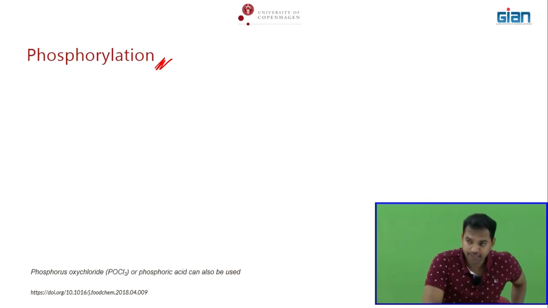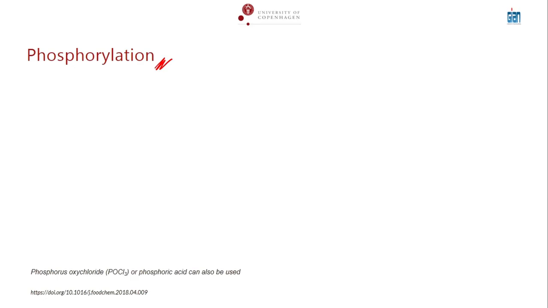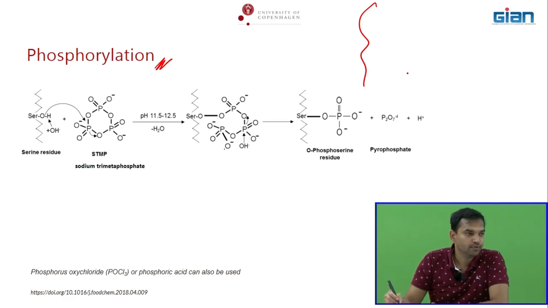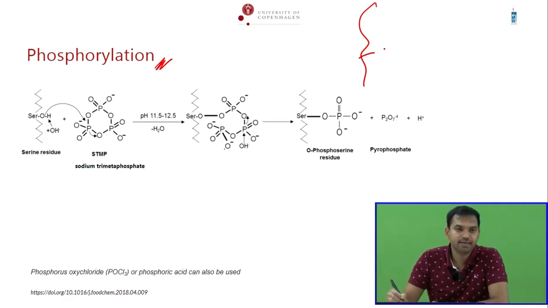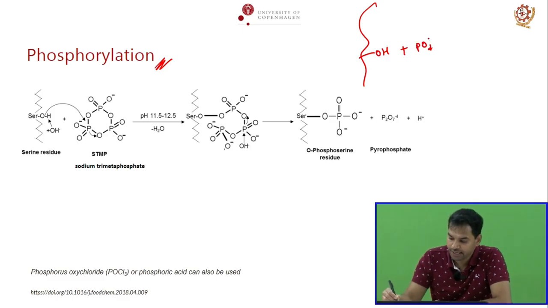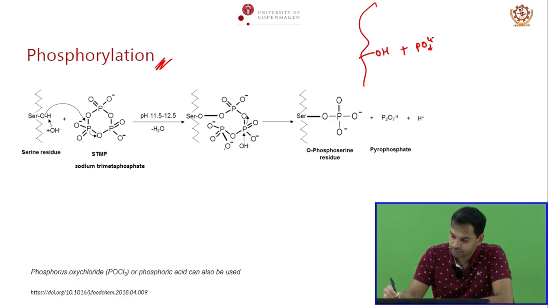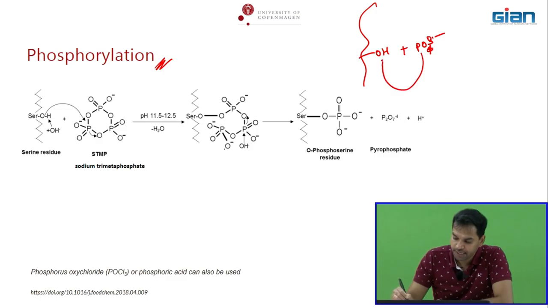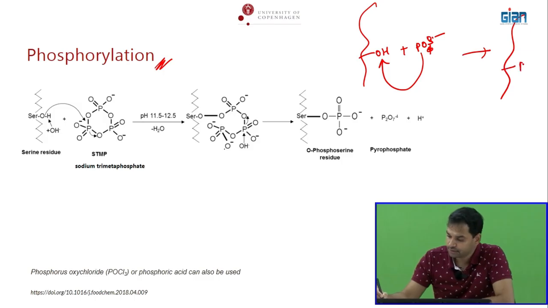Now we'll move on to phosphorylation. Phosphorylation is a technique we can use to modify proteins. As the word says, it's nothing but adding phosphate groups to the protein. Basically, you have a protein, right? And the protein contains, let's say, serine residues, and serine residues contain hydroxyl groups. If you interact with phosphate containing molecules, the phosphate can interact with the hydroxyl group and you get a phosphorylated protein, something like this one.